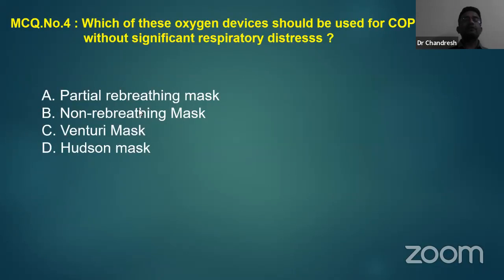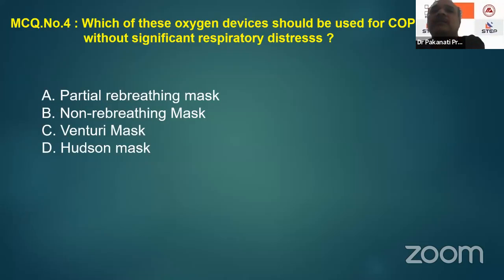Let's see another MCQ. Which of these oxygen devices should be used for the COPD patients without significant respiratory distress? Which one will be the best? Partial rebreathing mask, non-rebreathing mask, Venturi mask, or Hudson mask?